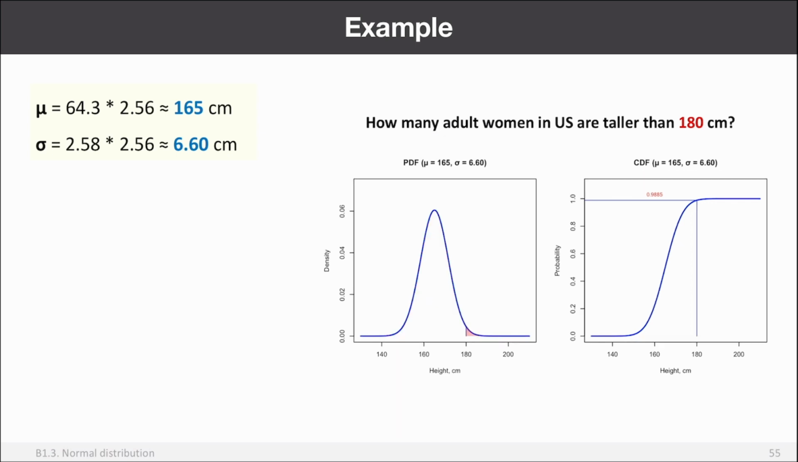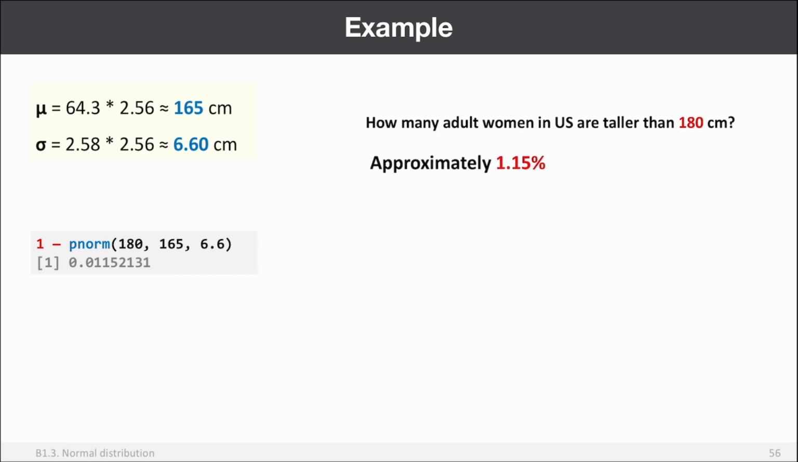But because I need to find a person who is taller, I need this tail. But I cannot compute the right tail in the CDF. However, I know that the total area is equal to 1. So if I want to find this area, I simply need to subtract the probability that I calculated before from 1. And that gives me the probability. Now I know that it's a probability of 0.115. If you think about the percentage of the whole population, it gives you 1.15% of this population.